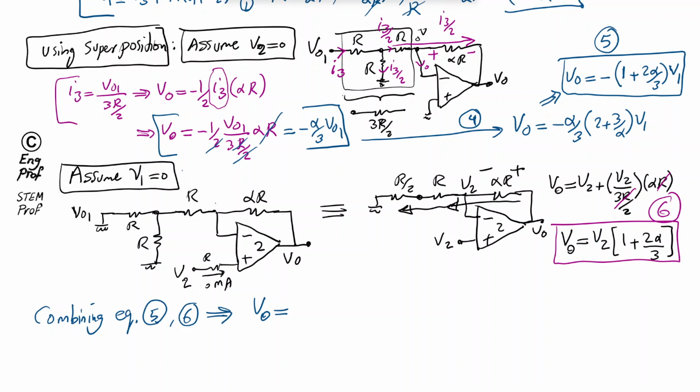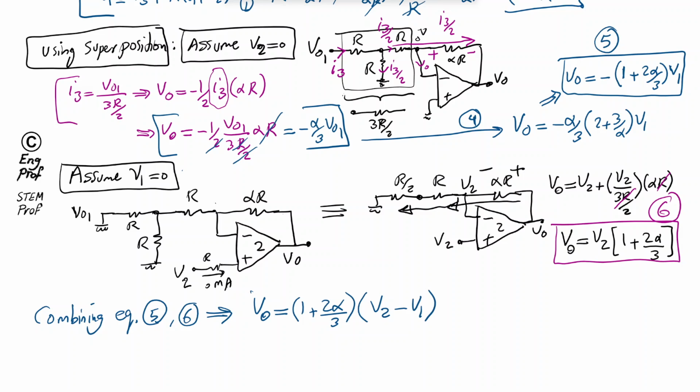Keep in mind the negative sign here, but since the coefficient is the same for both of them in terms of multiplying V1 and also V2, it's 1 plus 2 alpha over 3. I'm going to factor that out. So 1 plus 2 alpha over 3, and then we have obviously V2 minus V1. So therefore we get V2 minus V1.